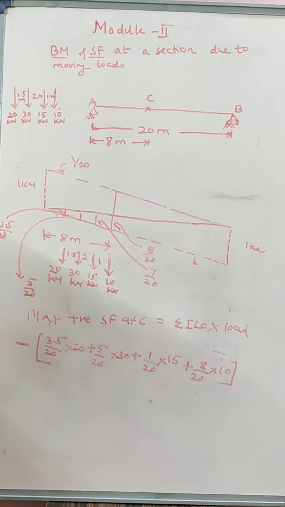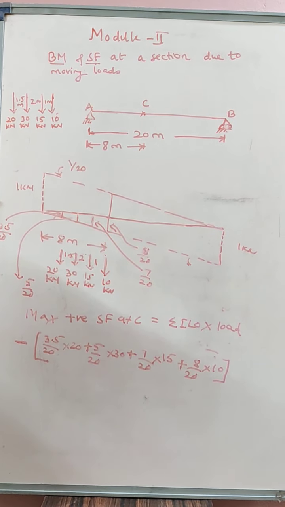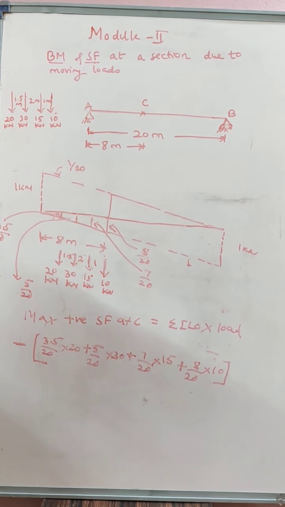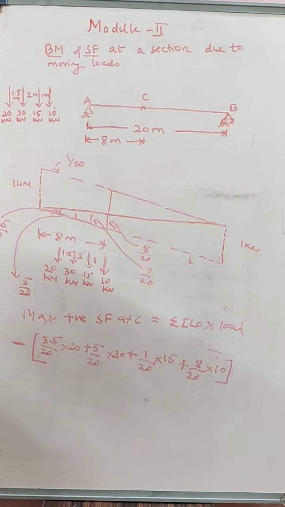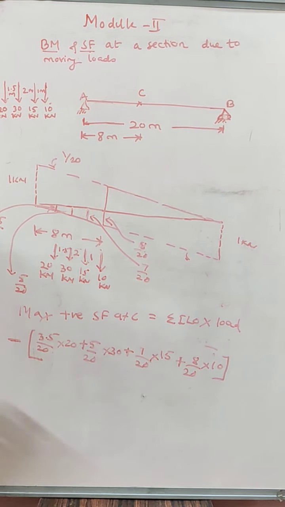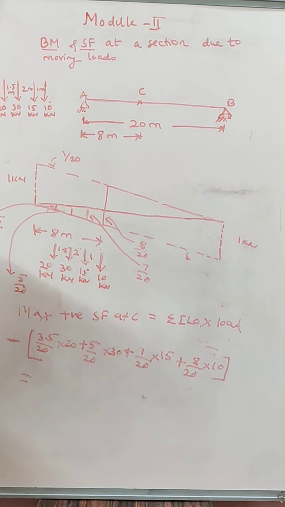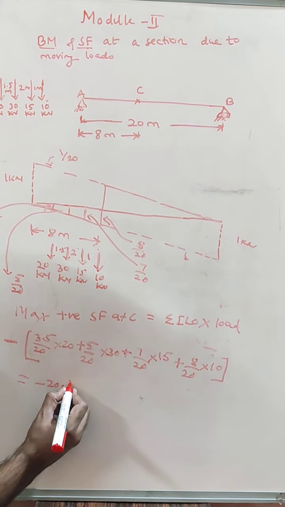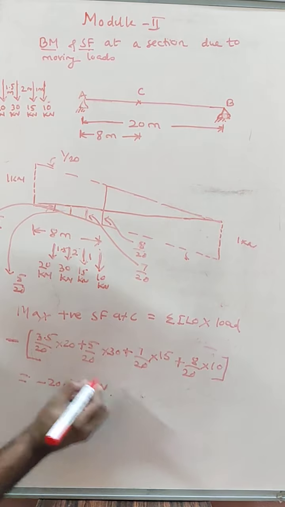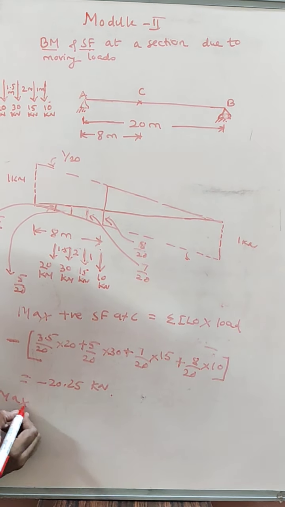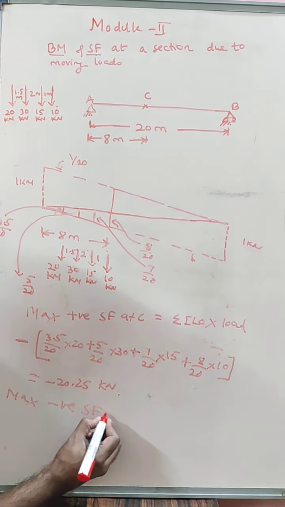So 3.5/20 into 20, 5/20 into 30, 7/20 into 15 and 8/20 into 10, negative value. So do the calculation. So maximum negative shear force you are going to get is minus 20.25 kilonewton. So this is the maximum negative shear force at C.